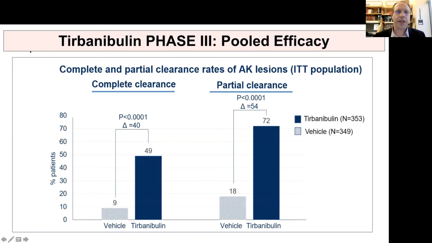Here's a different way of looking at that data. This is the pooled efficacy data from these phase 3 trials I was just showing. Complete clearance is here on the left, partial clearance on the right. The y-axis is the percent of patients, and the dark blue bars are the Tirbanibulin treated group, and then the hatched grayish bars are the vehicle, showing that the treated Tirbanibulin group was statistically significant for both complete and partial clearance.